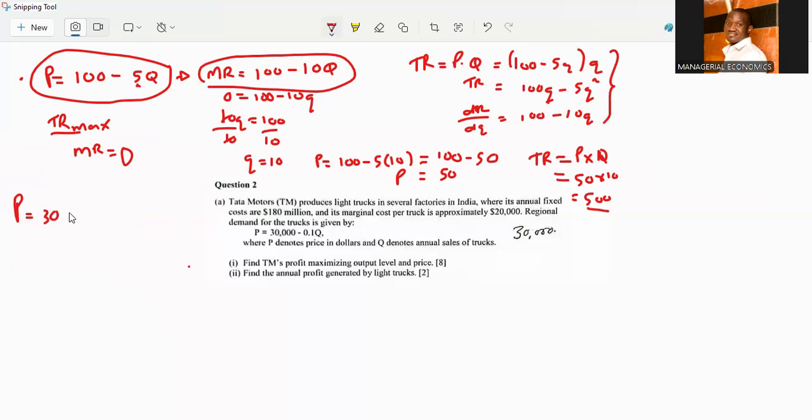So in this case, if we have 30,000 minus 0.1Q, what becomes our marginal revenue using the shortcut? Marginal revenue there would be what? 30,000 minus what?